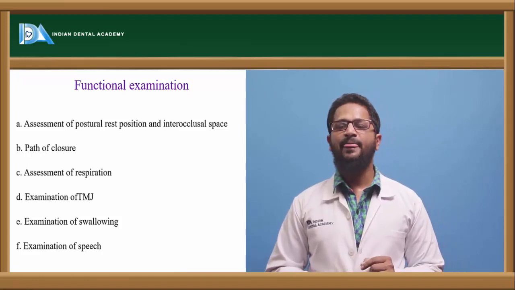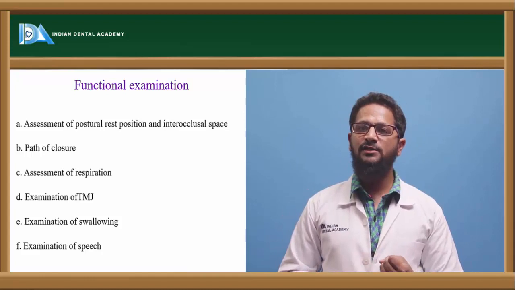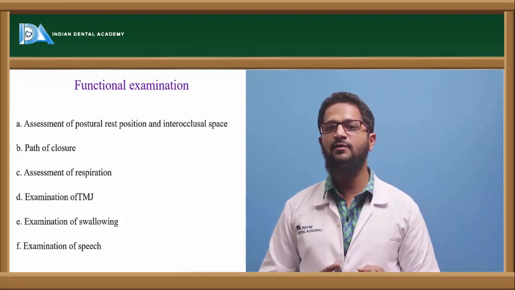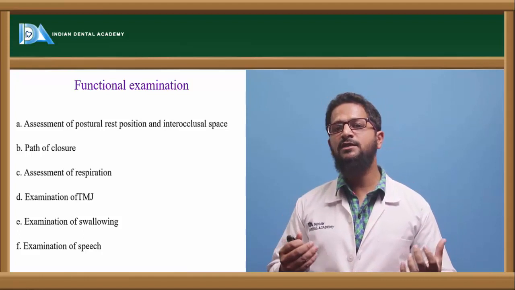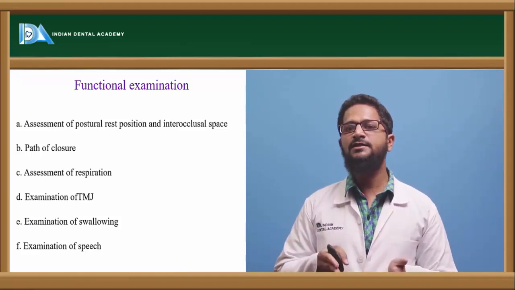Examination of swallowing. Actually, humans go through two types of swallowing. One is the infantile swallow, another is the mature swallow. With the infantile swallow, as soon as the child is born, he or she usually keeps the tongue in between the gum pads. This is called the infantile swallow. But as soon as the posterior teeth start erupting, the tongue starts getting contained within the arches itself. This is the mature swallow.